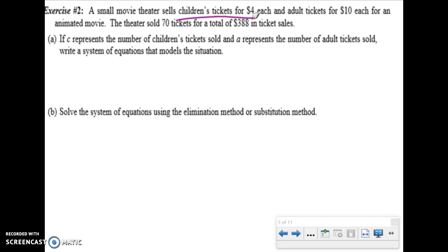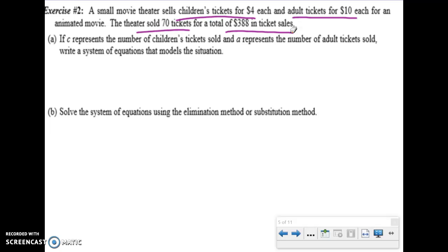And then an adult ticket for $10. And the theater sold 70 tickets for a total of $388. So good information, important to underline, important maybe to annotate, anything you feel is important.